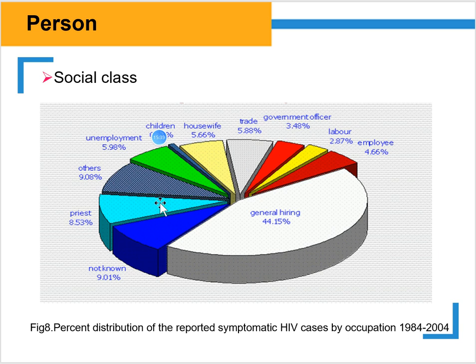Figure 8 is present distribution of the reported symptomatic HIV cases by occupation during 1984 to 2004. The most common occupation is general hiring.